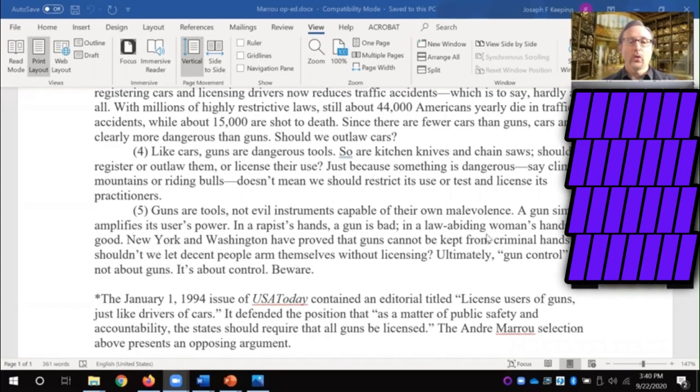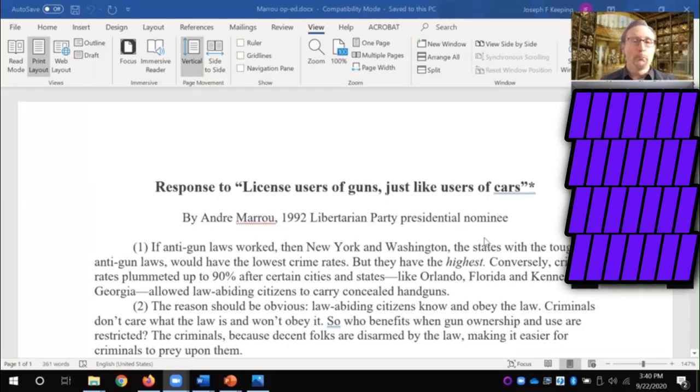And it also gives us a clue as to what the author is probably going to be arguing for in this text. Would anybody like to tell me what you think the author is going to be arguing for in this text? Just speak.